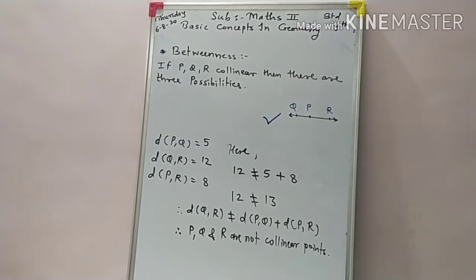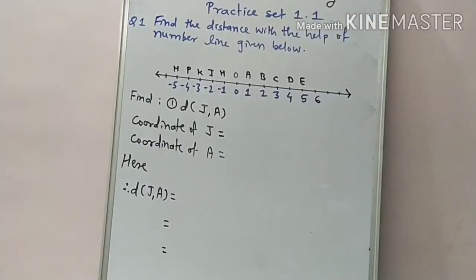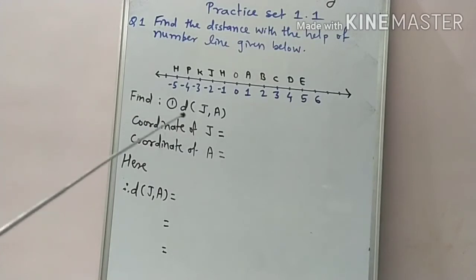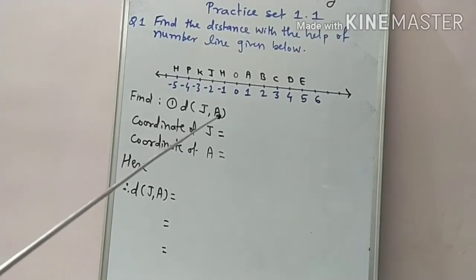Okay students, so here we start practice set 1.1. First question is: find the distance with the help of the number line given below. So here we have that number line and some points over here, and using this we have to first find the distance between J and A.